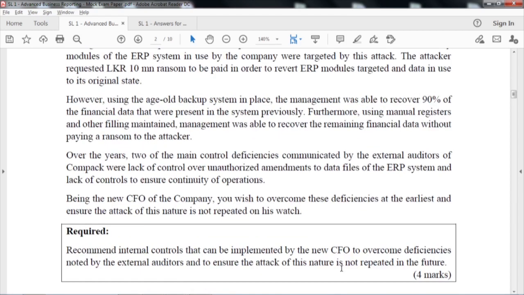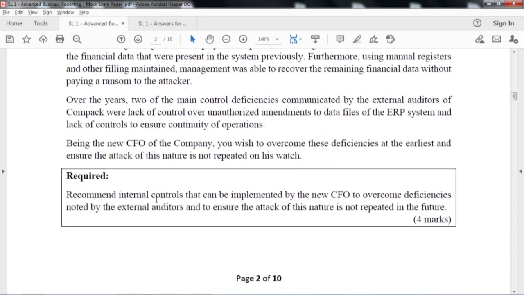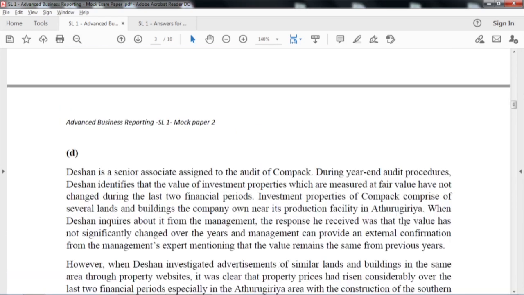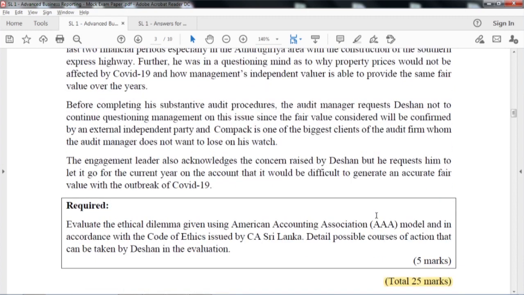Then this question talks about internal control weaknesses. Probably I can take these questions because they are relevant to the area that I am focusing on, right? And the next question, D, very clearly, I mentioned to you today in this video, the AAA model, right? How do you address an ethical dilemma using models? So the examiner has decided to test that. Those are very simple, these 5 marks.